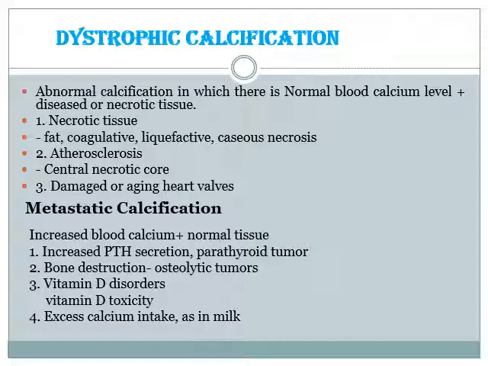In metastatic calcification, there is increased blood calcium level plus normal tissue. In this, increased parathyroid hormone secretion, bone destruction, vitamin D disorders, and excessive calcium intake as in milk can cause metastatic calcification.